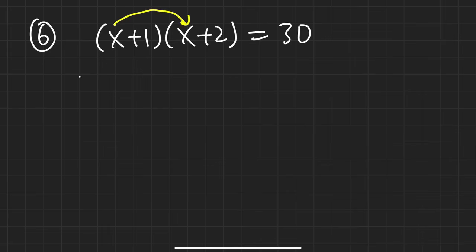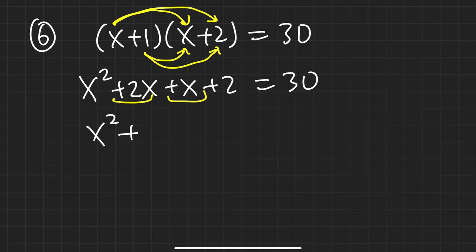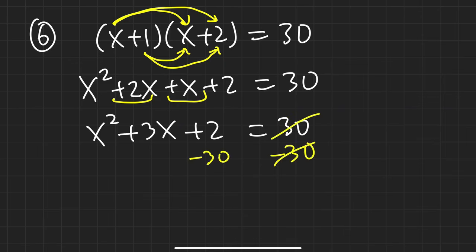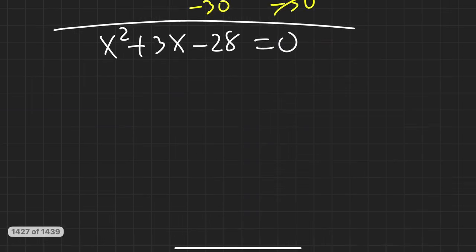X times x is x squared. And then x times 2 is 2x. Continue. 1 times x is x. And then 1 times 2 is 2. And that's equal to 30. Notice we can combine the 2x and the x together. So x squared plus 3x plus 2 is equal to 30. Then we are going to subtract 30 from both sides. So we get x squared plus 3x minus 28 is equal to 0. Then we are in business.